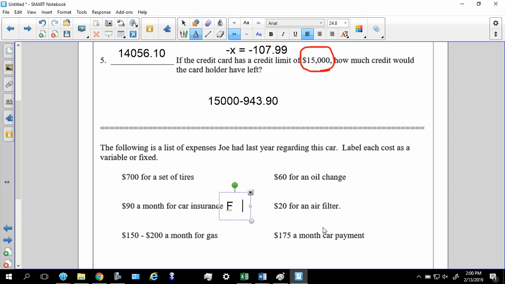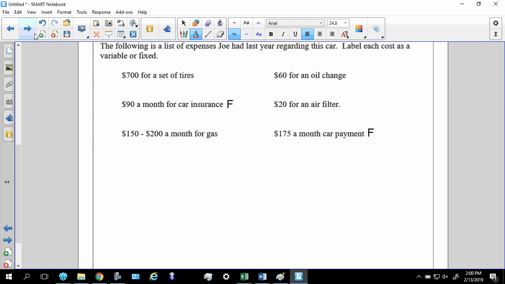$90 a month for car insurance never changes, nor does your car payment. But everything else, all this maintenance on a car, that changes. So all of these would be variable. These two will only be the fixed ones. If you have questions, let me know. But just in the interest of time, I'm just giving you the answers here.